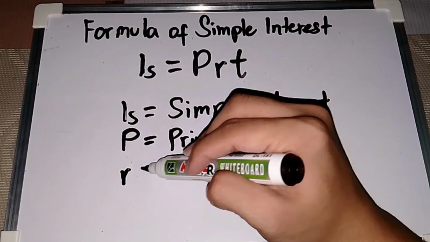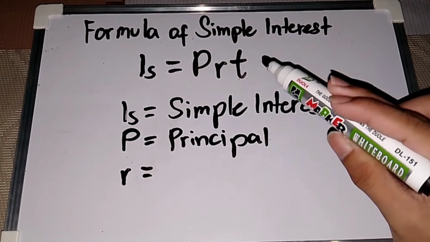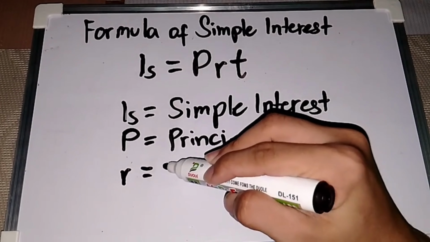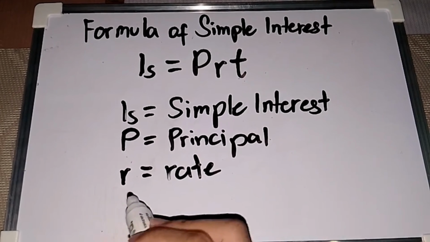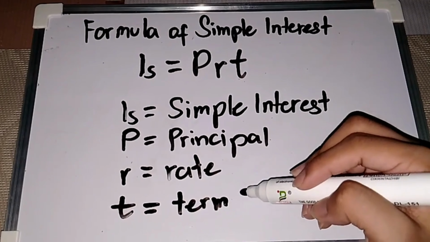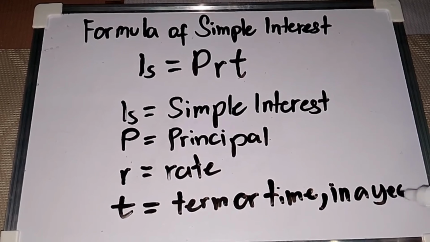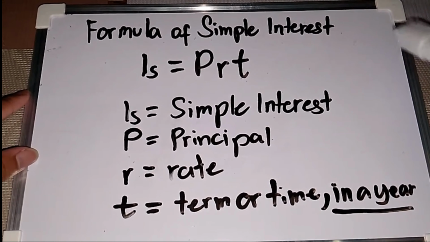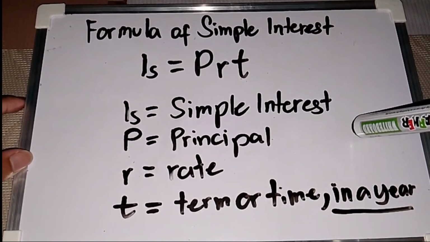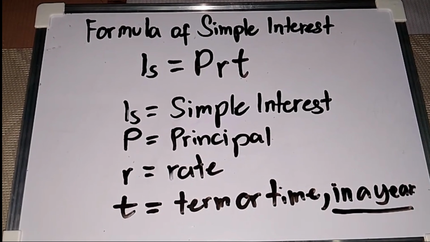And when you write, you should make sure that you write it correctly. The letter P is a capital letter and the R and T are small letters. And now let's go back to the R. R is our rate. And our T is the term or time, in years. Here's the formula of simple interest: I sub S equals PRT. I sub S is the simple interest, P is the principal, R is the rate, and T is the term or time.